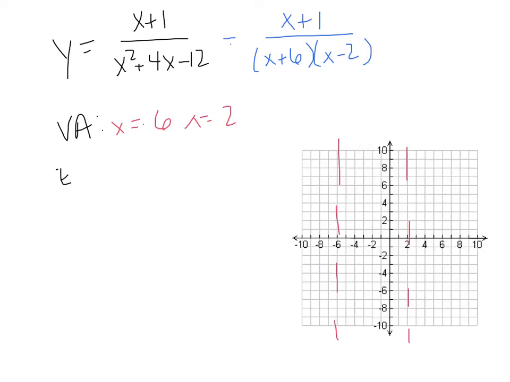Next comes the end behavior asymptote. Well, we have no x squareds on top and 1x squared on the bottom, so we're going to have an end behavior asymptote of y equals 1. X-intercepts: what is going to make that numerator equal to 0 is negative 1. So negative 1, 0 is our x-intercept.